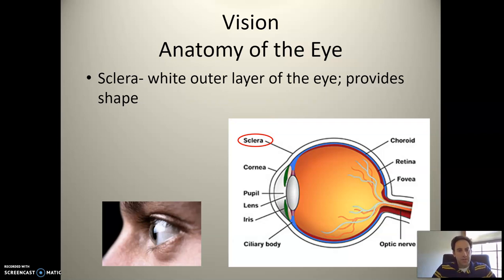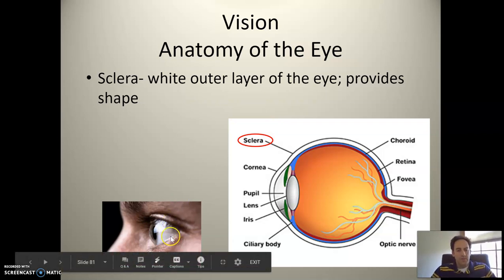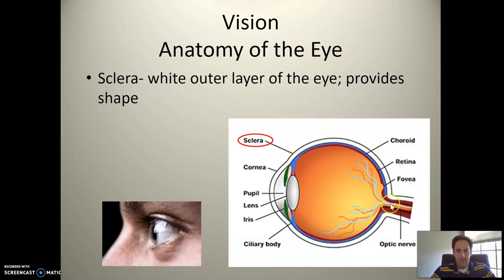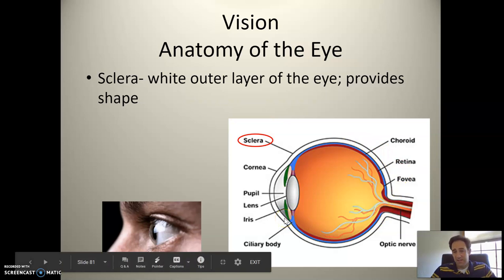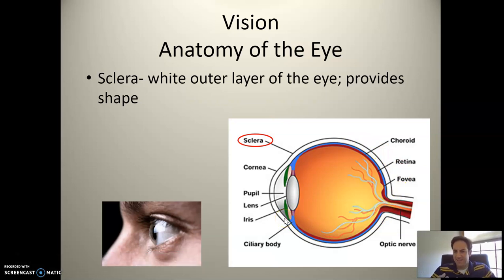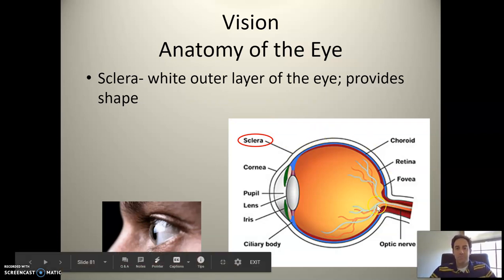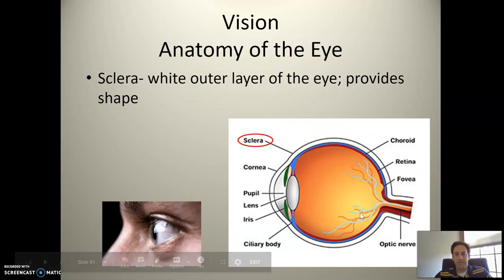The outermost layer of the eye, and one of the first things you notice when you look at someone's eye, is this white part. That white outer layer of the eye is called the sclera. And you can see that the sclera is all the way around the eye. This is kind of weird to some people, but it is like a ball. If you pulled out somebody's eye, it's a round ball, and the outer layer of that ball would be the sclera. And that's what provides shape.